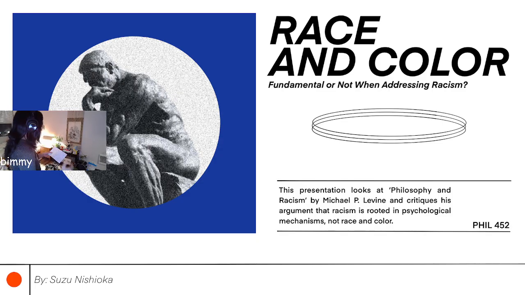Okay. Alright. Hello, everyone. Today I will be presenting my term paper, which is on the philosophical debate on whether racism is about psychological mechanisms or is it fundamentally tied to race and color. So, I will be presenting Michael P. Levine's argument that focuses on psychological mechanisms and my critique that race and color are central to understanding racism.